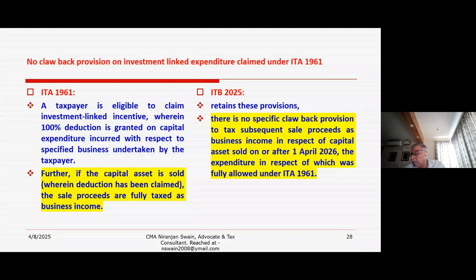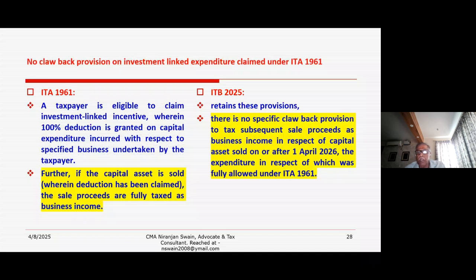Actually, capital expenditure is not treated as an expense in the accounts. So we capitalize it, and depreciation is taken. But under income tax, certain incentive-linked claims and benefits are there, wherein 100% deduction is granted on the capital expenditure incurred with respect to a specified business undertaken by the taxpayer. So if these assets have been sold, the sale proceeds are fully taxed as business income.